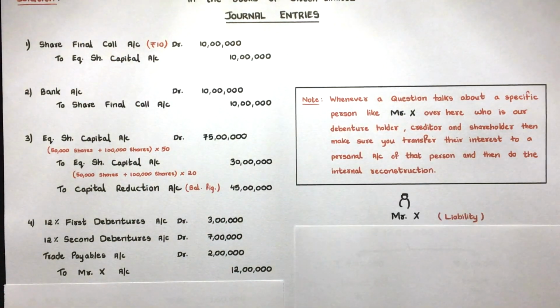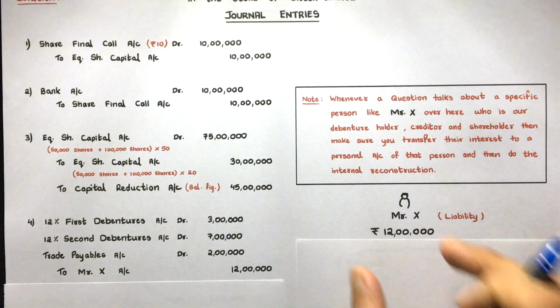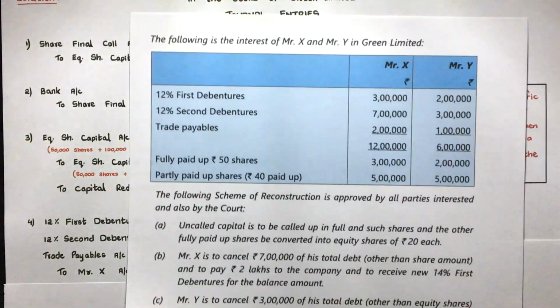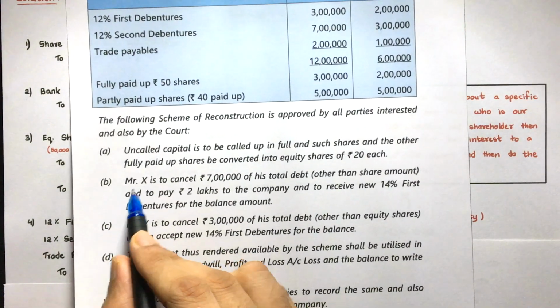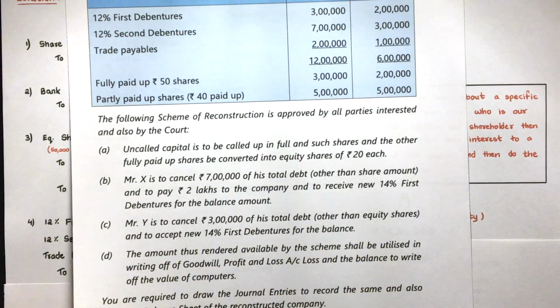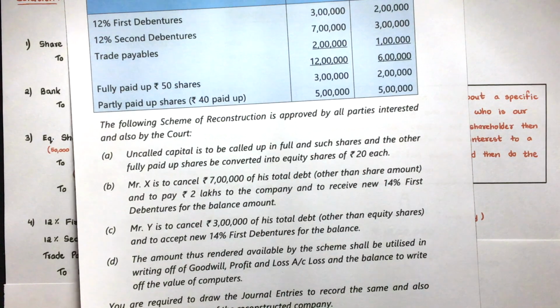See here, we have to pay how much? 12 lakh to Mr. X. That's the interest of Mr. X in our company. Then what's the question saying? See, the question is saying B adjustment, Mr. X is to cancel 7 lakh of his total debt other than the share amount. Yeah, share amount we have not included in our calculation.